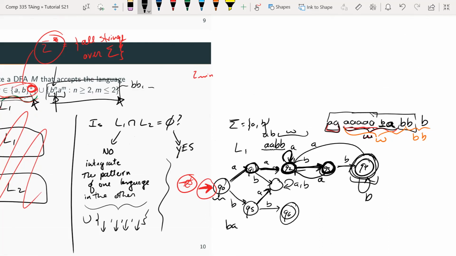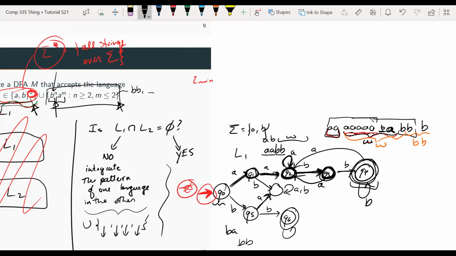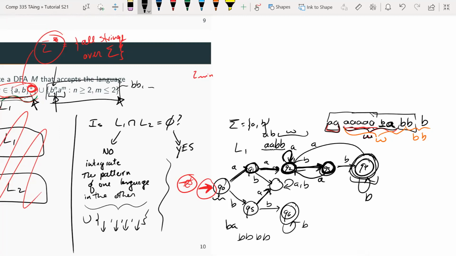Right, good. So now I'm at Q6. What does that mean? That means that I read 2 B's, right? So if I'm at Q6, what can happen? I can read a bunch more B's, and that's fine, because this tells me that I want at least 2 B's, okay?